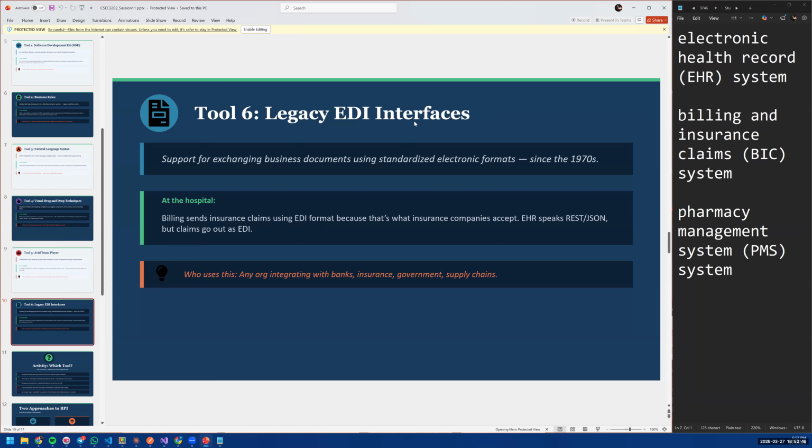So in our hospital example, the billing system might need to send insurance claims using an EDI format because that's what the insurance company expects or accepts. And then you'll have the EHR, the electronic health record system. That's going to speak modern REST or JSON. But the claims, they have to go out as EDI. So in a case like this, where you have two different protocols or interfaces, a good BPI platform will be able to handle both, the modern and the legacy protocols.